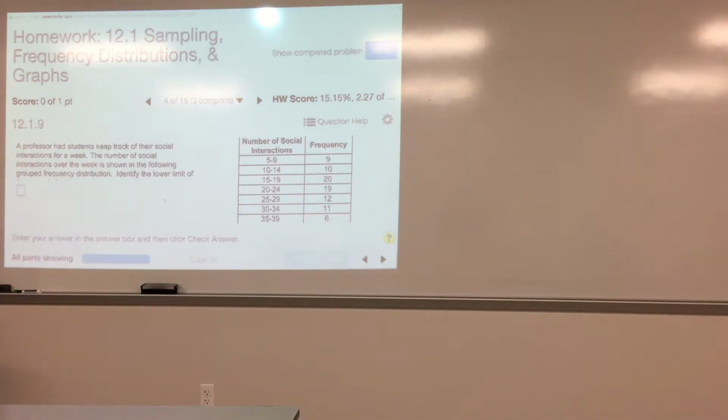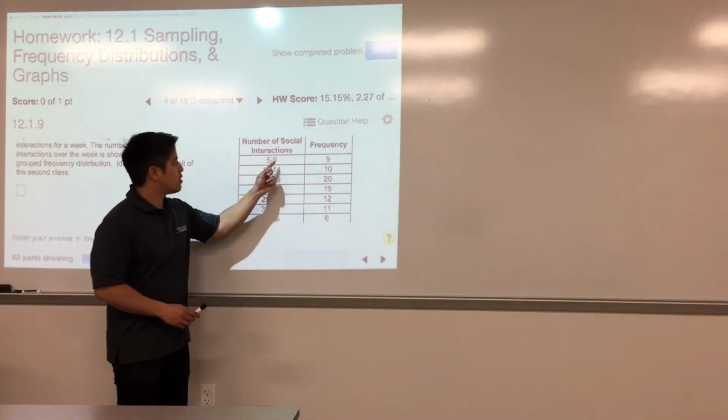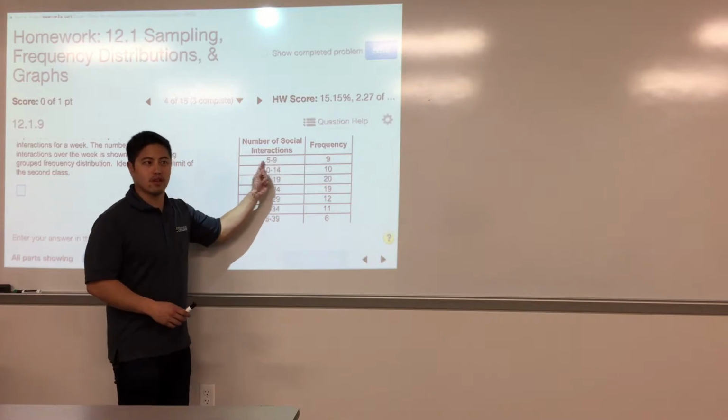A professor had students keep track of their social interactions for a week. The number of social interactions over the week is shown in the following grouped frequency distribution. This is known as a grouped frequency distribution. Why is it a grouped frequency? Because you have more than just one. Does that make sense? Okay.